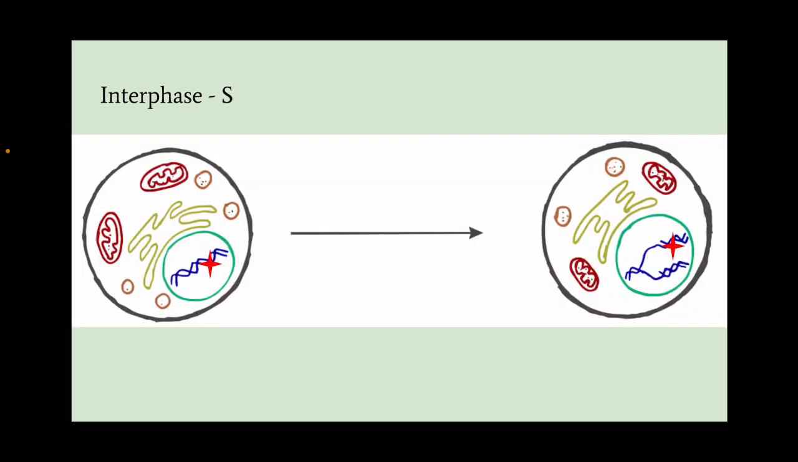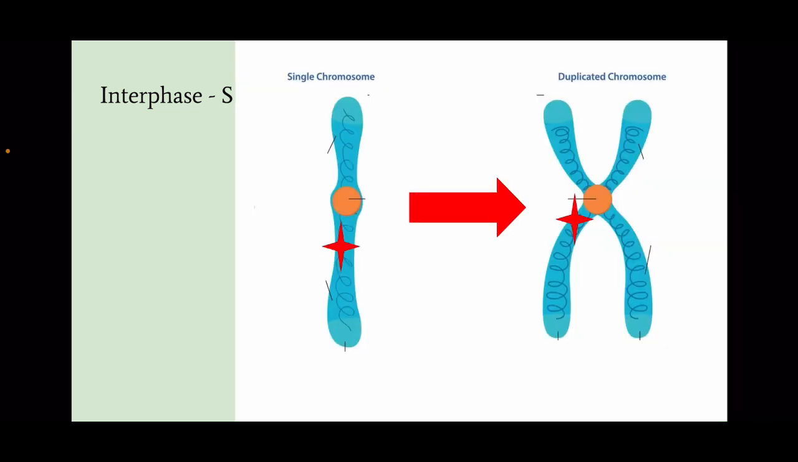Moving on to the synthesis phase. The DNA duplicates itself, and we start to have two sets in the cell. Now, we actually don't go from 46 chromosomes to 92 chromosomes. We go from 46 chromosomes to 46 chromosomes. How does this happen? How does that work? If the DNA was duplicated, how do we have the same amount of chromosomes?